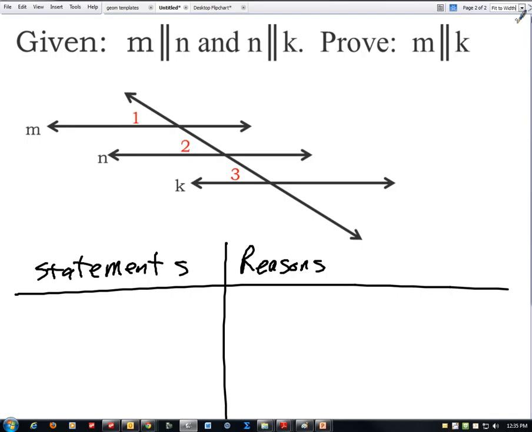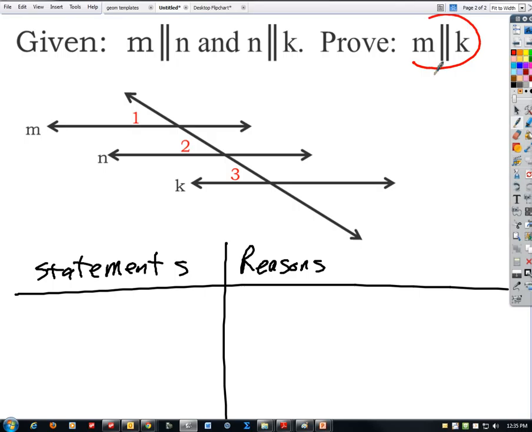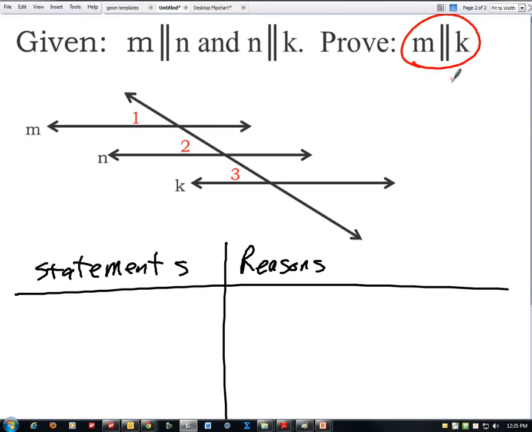Okay, so we're given this stuff. We're trying to prove that. Where do we start? Where do we always start in a proof? It's always the same. The given statement, right? So the first thing we're going to do is say, okay, step 1 is, for example, line M is parallel to line N, and the reason for that is it's given to us.